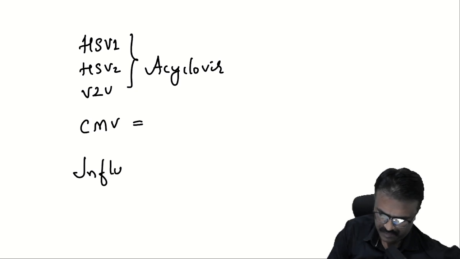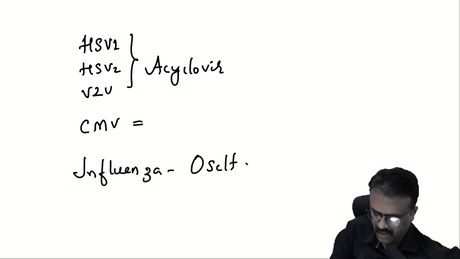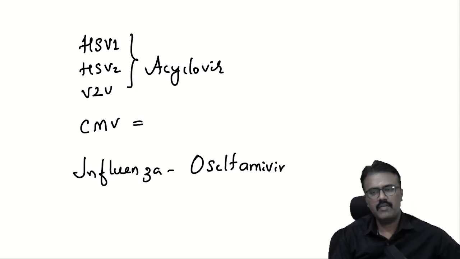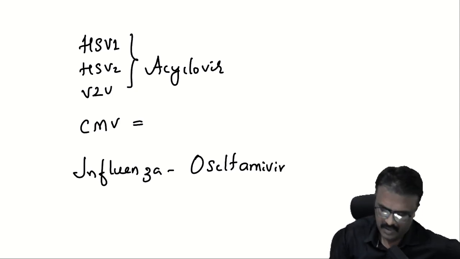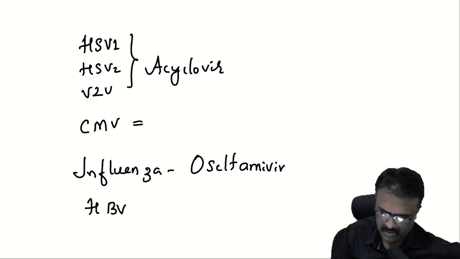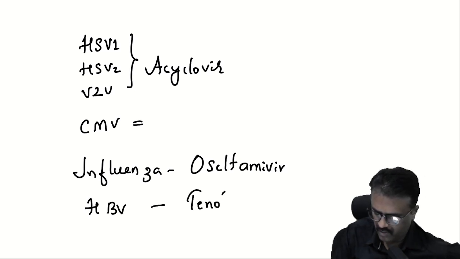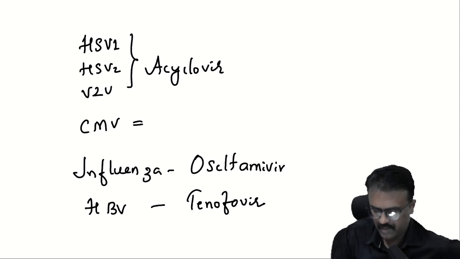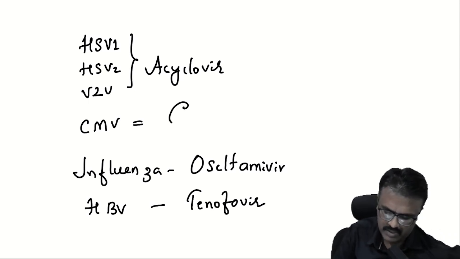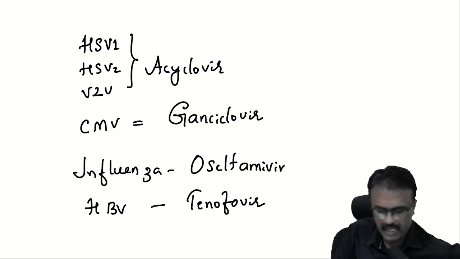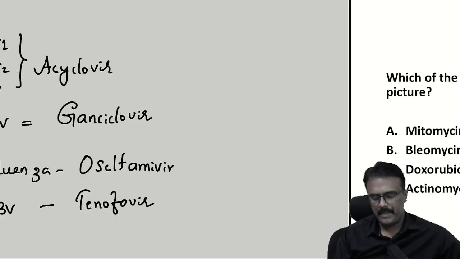Influenza, we use oseltamivir and it inhibits neuraminidase. Oseltamivir. Then hepatitis B virus, the drug of choice is tenofovir. Yes, come on, what is the drug of choice for cytomegalovirus? Ganciclovir. It is ganciclovir.